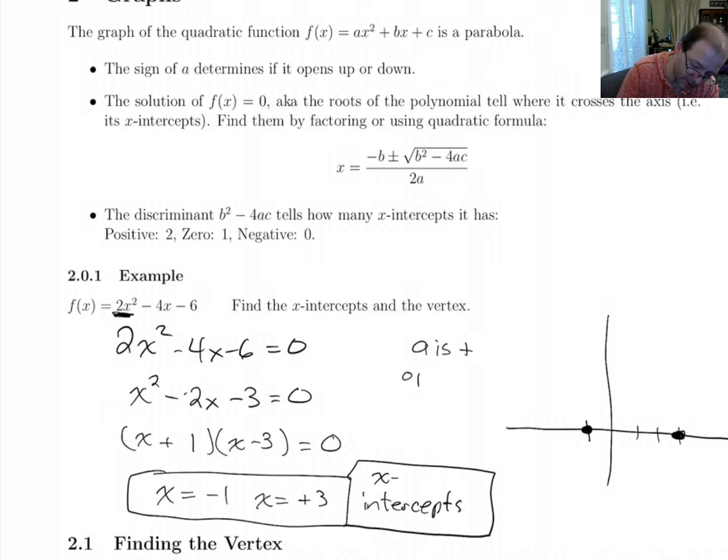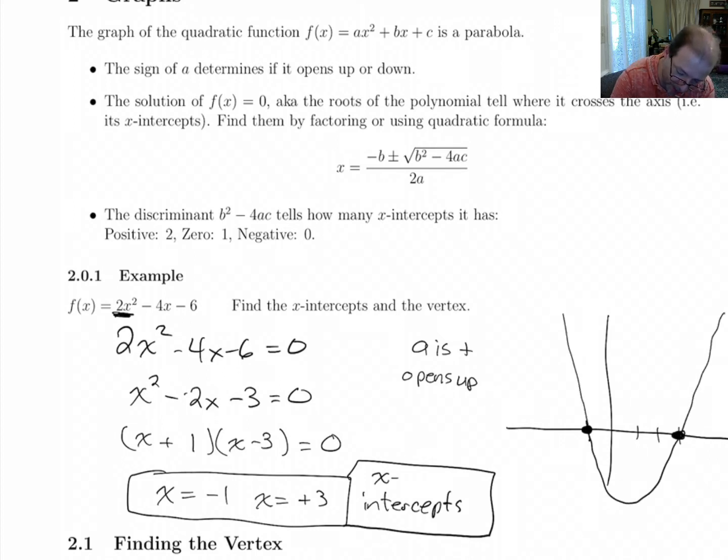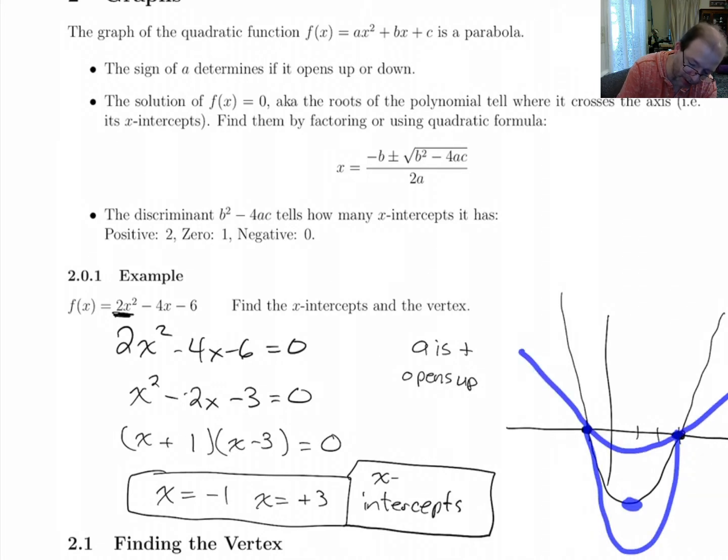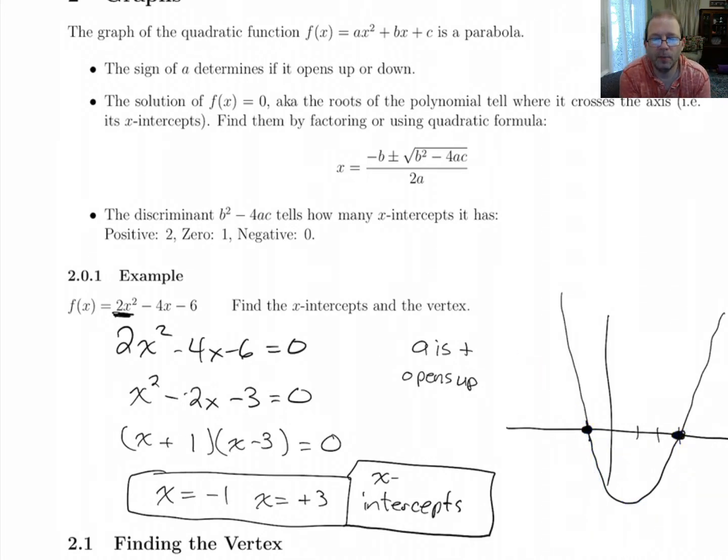So that means it opens up. So that means if I were to draw in my parabola, now I don't necessarily know that I got it to the right height. Maybe it's supposed to come further down here. Maybe it's supposed to be a wider parabola. But I know that it looks roughly like this.